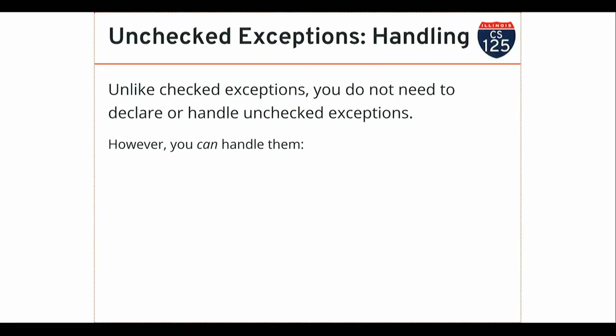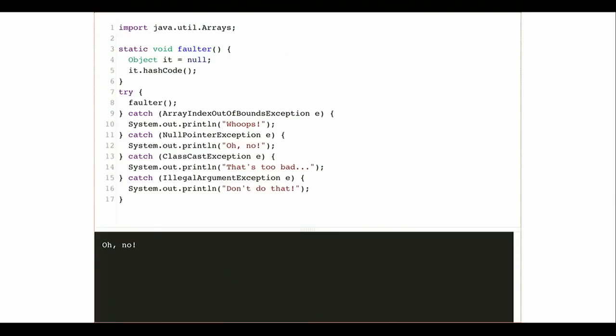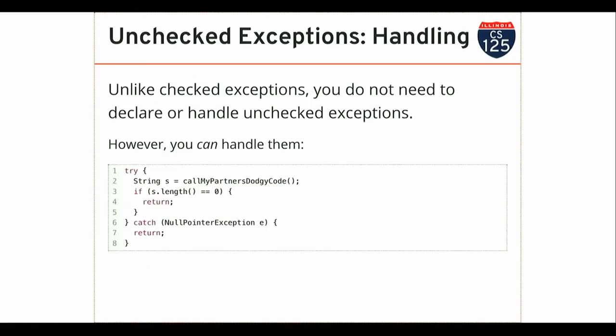So again, unlike checked exceptions, I don't have to declare that I throw them. And the compiler can't force me to do that because it doesn't know when those are going to occur. But I can handle them, right? So as I just saw on the previous slide, I can still catch them, these are all unchecked exceptions. You'll see that my falter function does not declare that it throws anything, right? The difference from checked exceptions is I don't need to declare that I throw them, but I can still handle them. And sometimes this is actually the right way to write code, right?